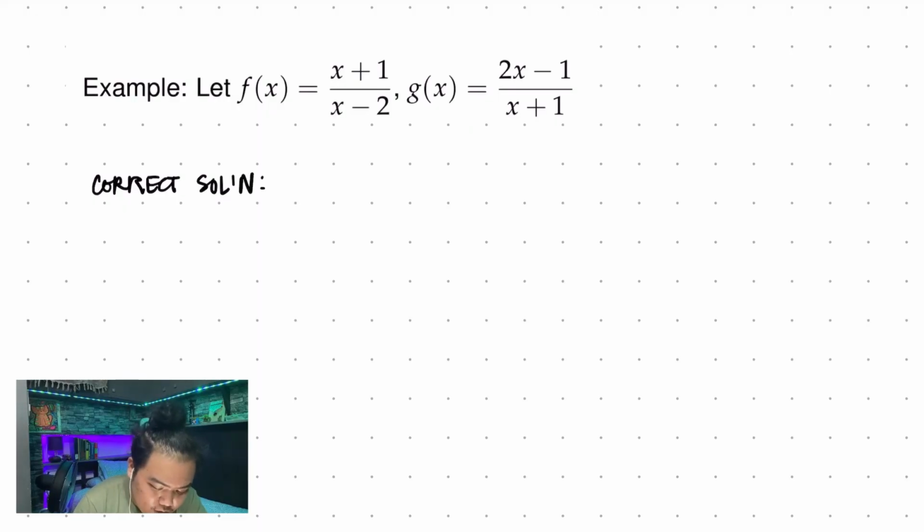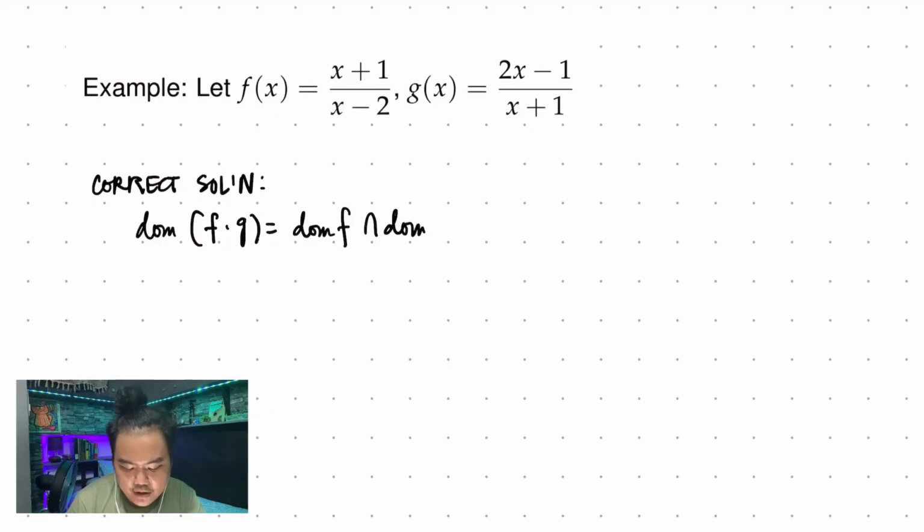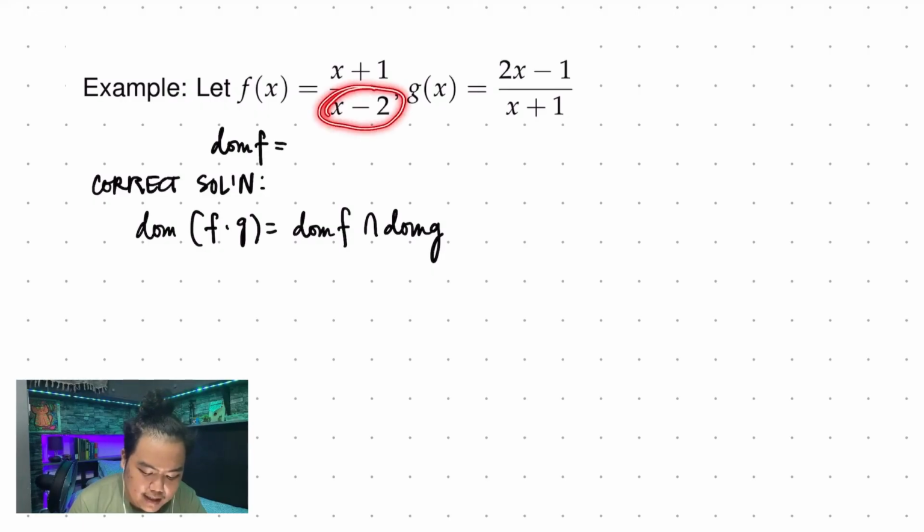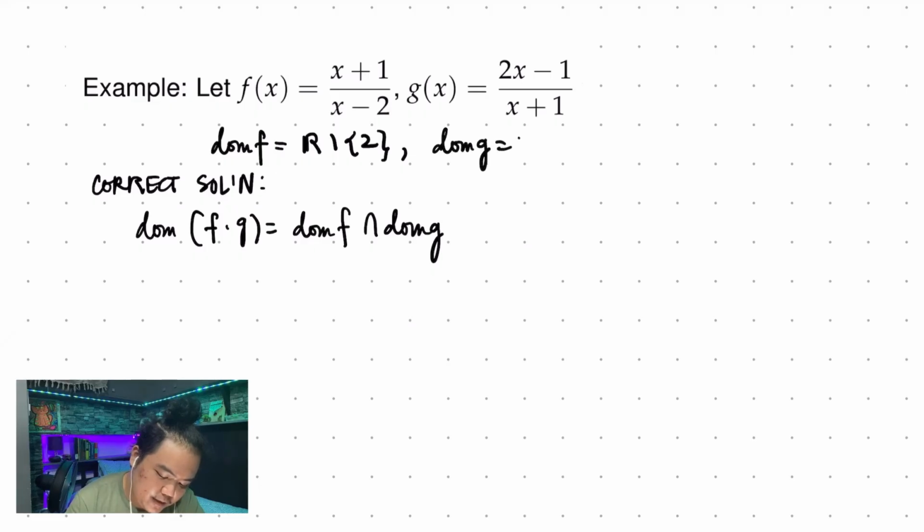So, the domain of, kunwari product na lang, is equal to domain ni F intersection domain ni G. Yan yung definition, diba? Pero dito, what is the domain of F? Bawal mag-zero yung ilalim. So, the set of X such that X is not equal to 2. So, real numbers, alisin si 2. Si domain ni G, real numbers, alisin yung magpapa-0 sa denominator. Magpapa-0 sa denominator is negative 1.